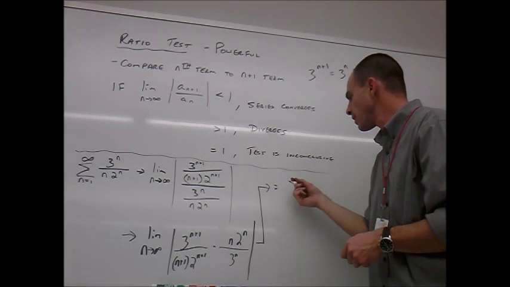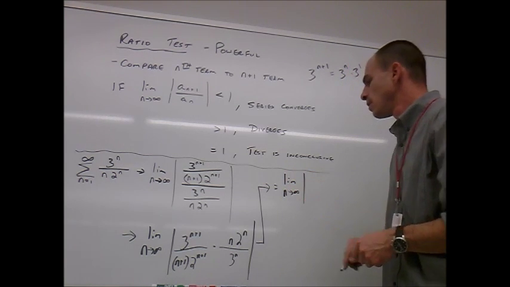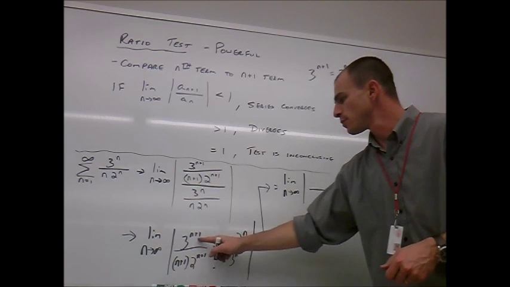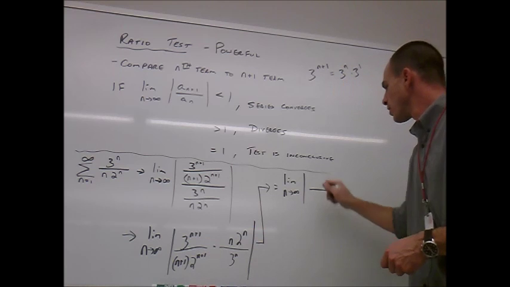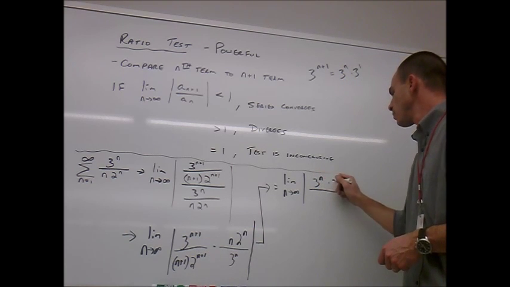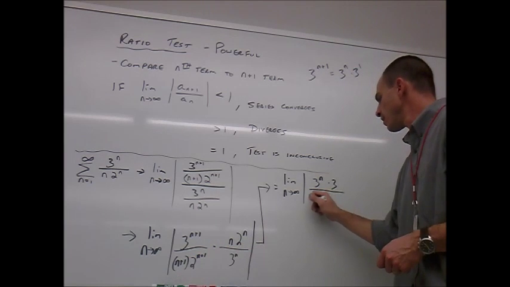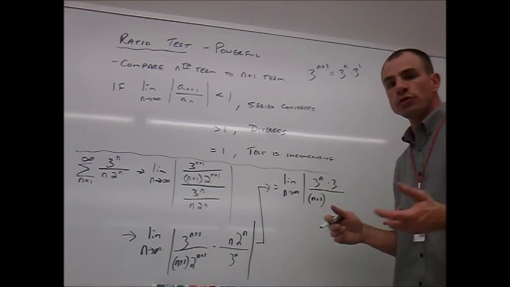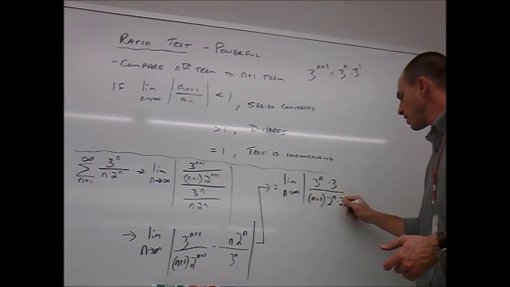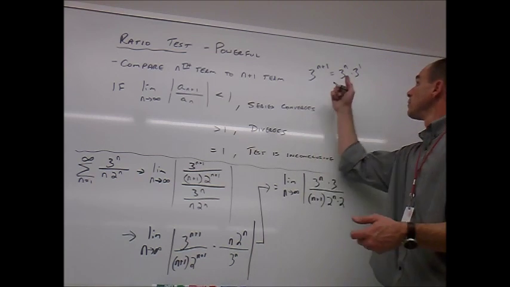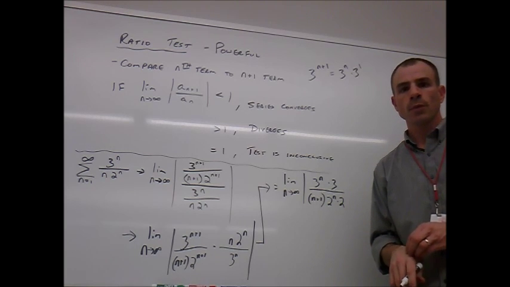Okay, so let's write this down. Limit as n approaches infinity. Okay, here's our first expression before the multiplication. Instead of 3 to the n plus 1, we're going to write 3 to the n and multiply it by 3. Down in the denominator, we still have our n plus 1. But would you agree that 2 to the n plus 1 is just going to be 2 to the n times 2, using the same exponent rule as up there?